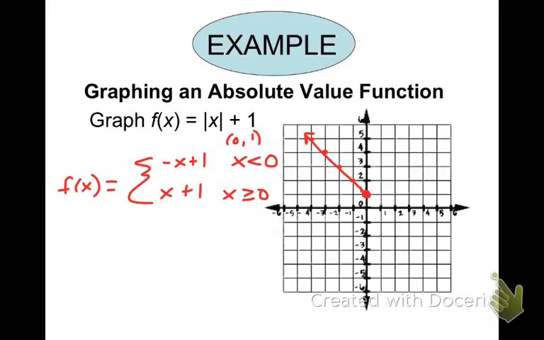Okay, well, let's do the second piece. When I plug in 0 again, I get 0, 1. I already got it there. My slope for that piece tells me to do what? Up 1 over 1.